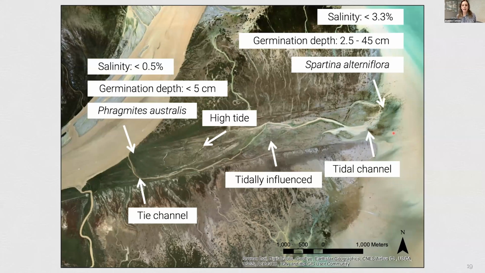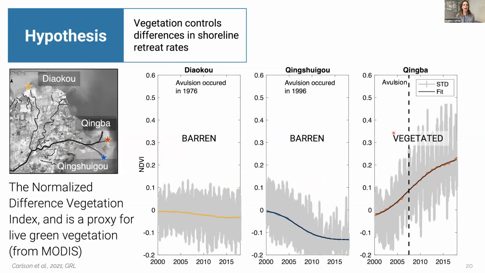And we think that the nature of how this channel was abandoned, in terms of the actual channel depth at the time of abandonment, was conducive to allowing vegetation to colonize this abandoned channel. And we try to quantify that by applying remote sensing and using the normalized difference vegetation index, so NDVI. We use this as a proxy for live green vegetation.